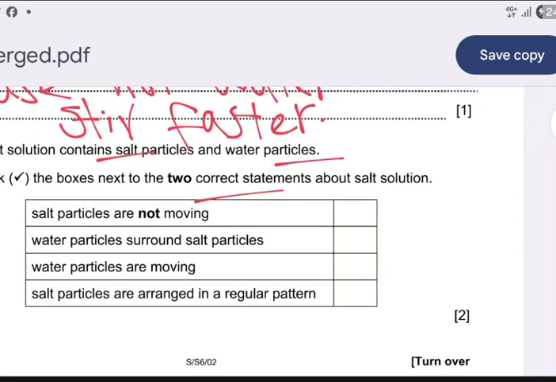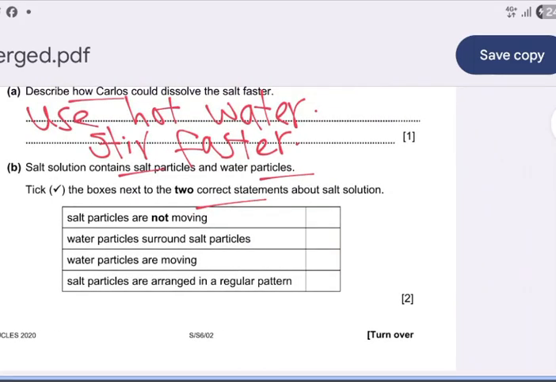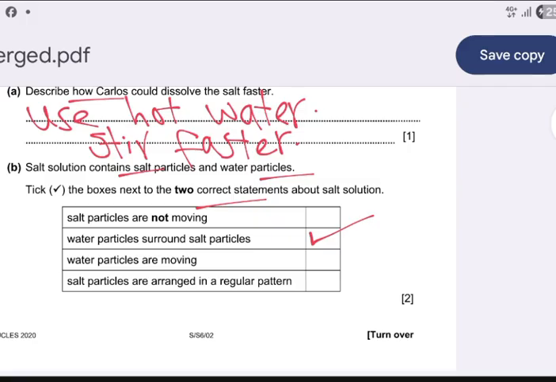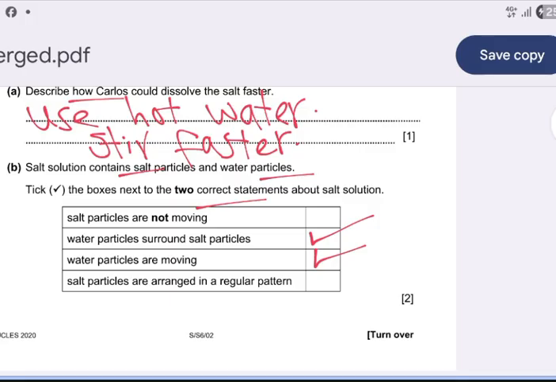Salt particles are not moving. Do you think the salt particles are not moving? No, they are moving. That's why when you stir, it starts to move in the liquid. And also it's moving without stirring. That's why it dissolves. The second one, water particles surround salt particles. So they are mixing together and surrounding each other. Water particles are moving? Yes, they are moving all the time. And salt particles are arranged in a regular pattern? No. They spread everywhere. They are not arranged in a pattern. They spread everywhere in the solution to be dissolved.